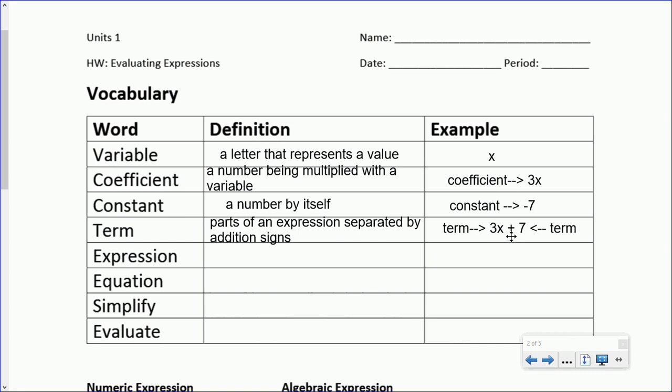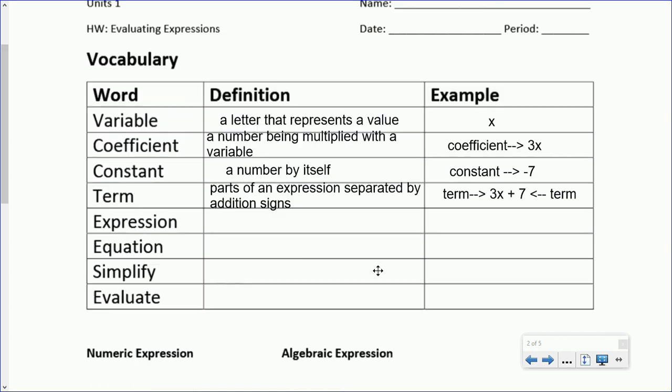And the only thing that separates it is this addition sign. Sometimes if you see a subtraction sign in there, remember subtraction is really just adding a negative. So when we say subtraction, like if it said 3x minus 7, it really means we have 3x and -7 as our terms. Because we can replace this minus sign with a plus, a negative sign. So it would make a little bit more sense. I'll show you in class.